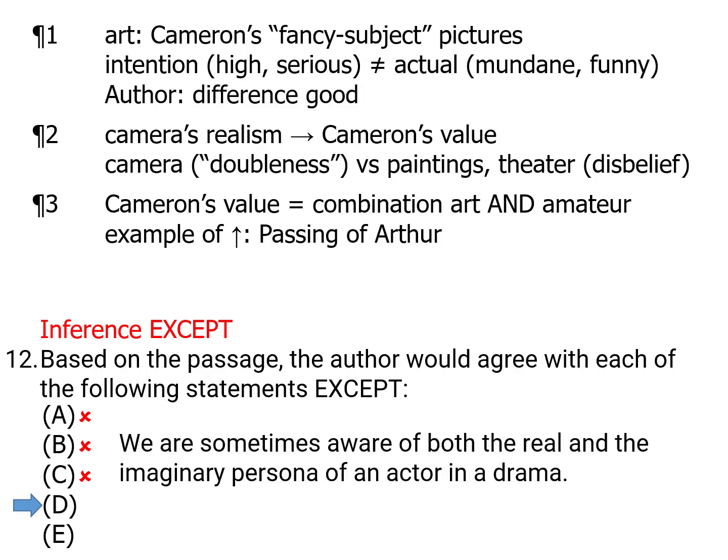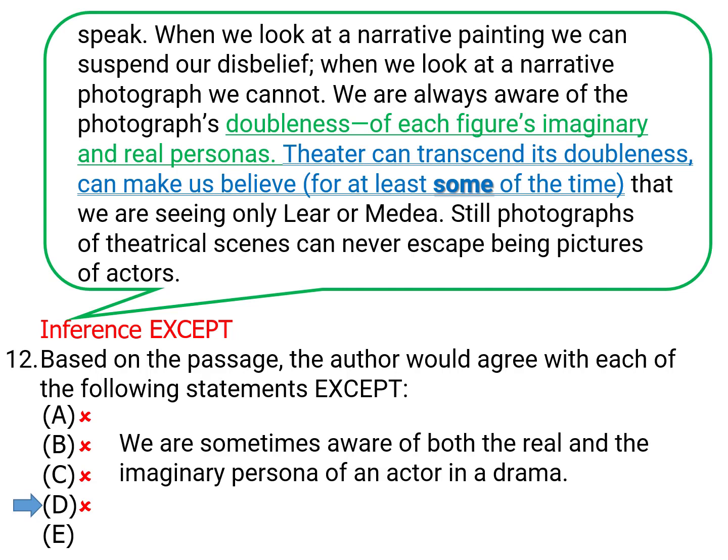Answer choice D: we're sometimes aware of both the real and the imaginary persona of an actor in a drama. This is probably the hardest of these to prove, but it is provable. Mainly, drama is talked about towards the end of the second paragraph, and if we go back there, we're told that we're always aware of a photograph's doubleness, which is of the imaginary and real personas at the same time. Theater can transcend the doubleness at least some of the time. So some of the time it doesn't transcend the doubleness. So some of the time, just like narrative pictures, we're aware of each figure's imaginary and real personas at the same time.